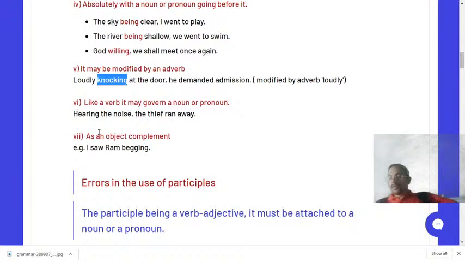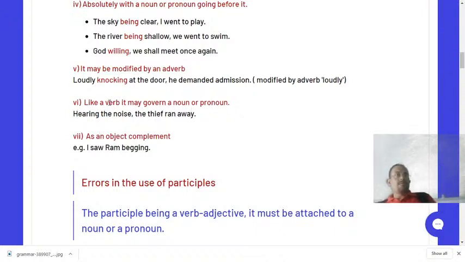Modified by an adverb means whenever a verb is closely attached to an adverb, then that particular verb is modified by that adverb. In other words, you can remember, whenever an ing word is preceded by an adverb, then that word is modified by the adverb, and in that case it is an example of a present participle.